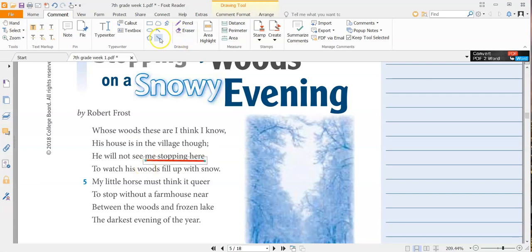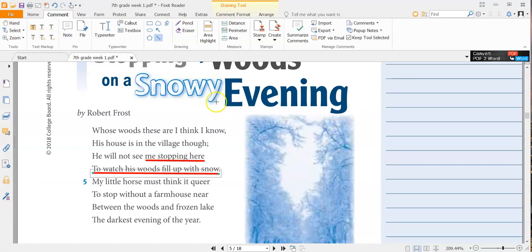So that creates this image in our heads of snow drifting down and beginning to fill the woods, covering the ground with the snow, and all of that. So we have an image created here. So that's the first image I've underlined. There are several other images in this poem, and it's up to you to identify them and underline them, all right?